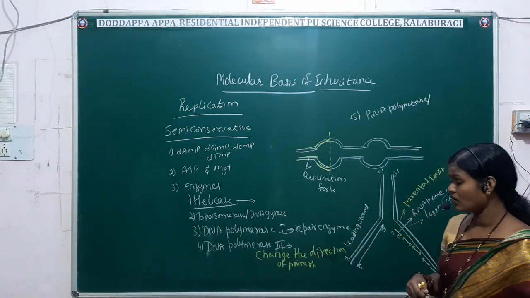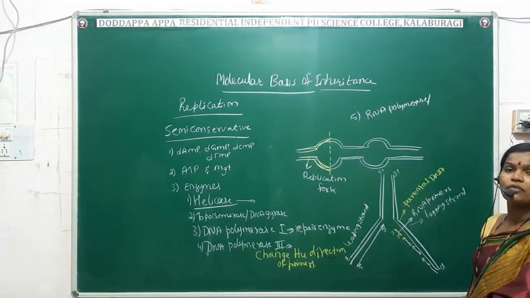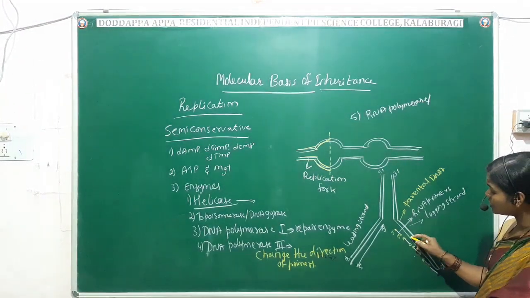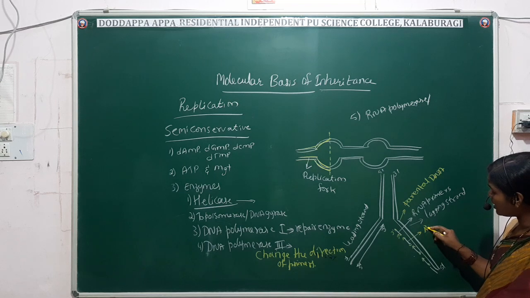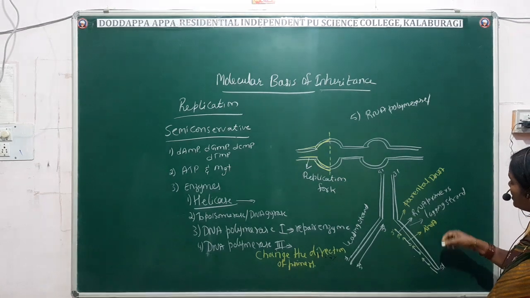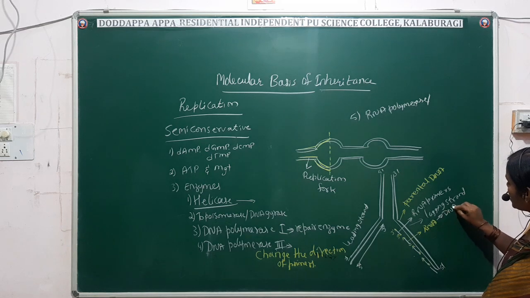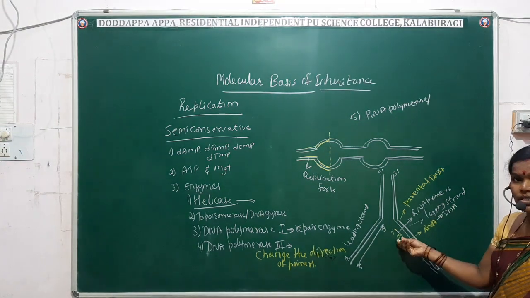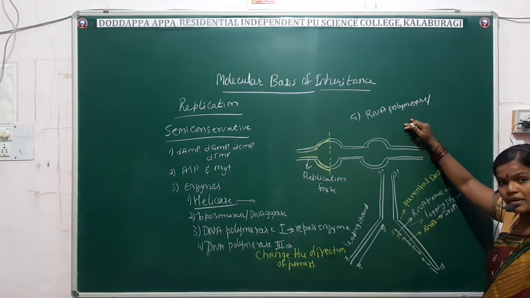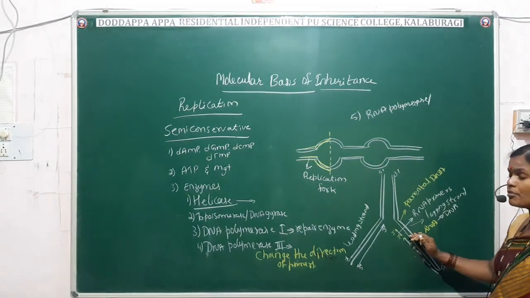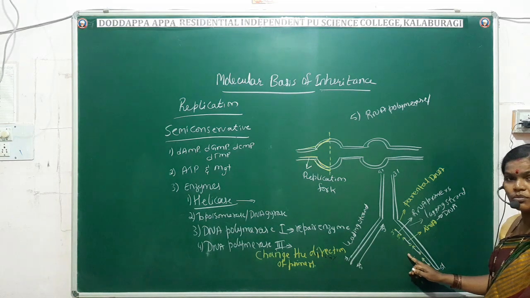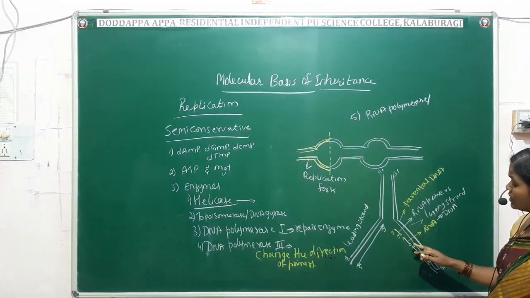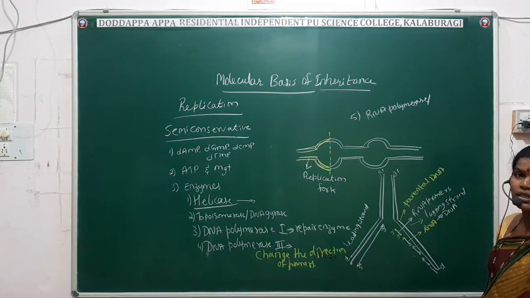After DNA polymerase 3, what happens? This RNA is converted to DNA. How is it converted into DNA? That is by DNA polymerase 3. How are the RNA primers formed? That is by the RNA polymerase. RNA polymerase utilizes the parental DNA and forms the small RNA fragments. And after the formation of the small RNA fragments, the change of direction is done by DNA polymerase 3.